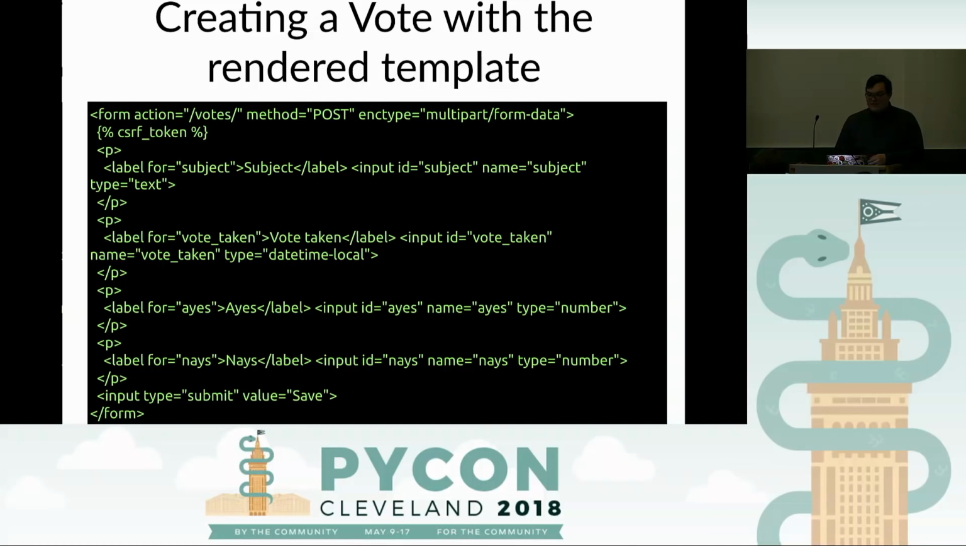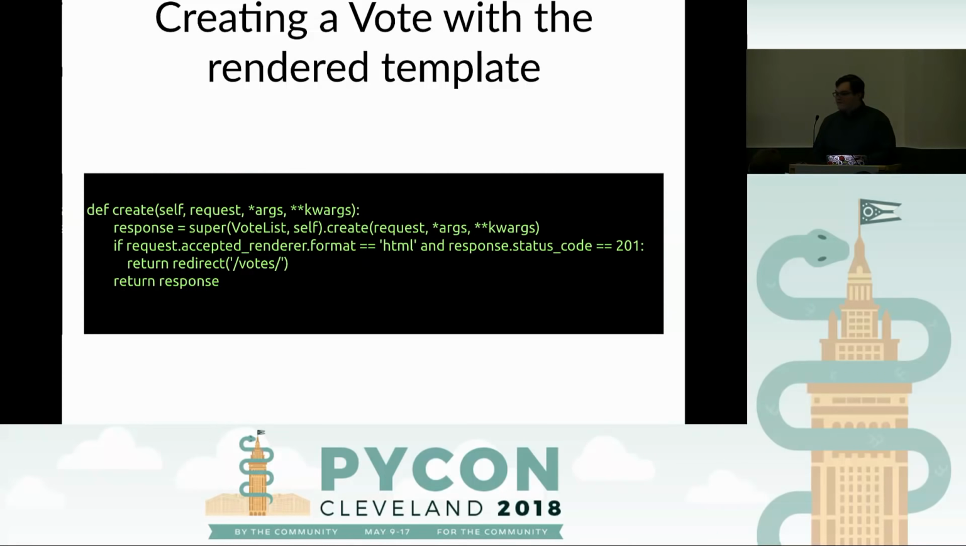The one thing that's worth noting is this section here. So let's talk about this. This isn't necessary to move forward with the tutorial, so we're going to skip having you do this for time. But in your vote list view, you're going to override the create function. Like someone asked earlier, when would you override the functions that the generic ListCreateAPIView provides? This is one of those cases.